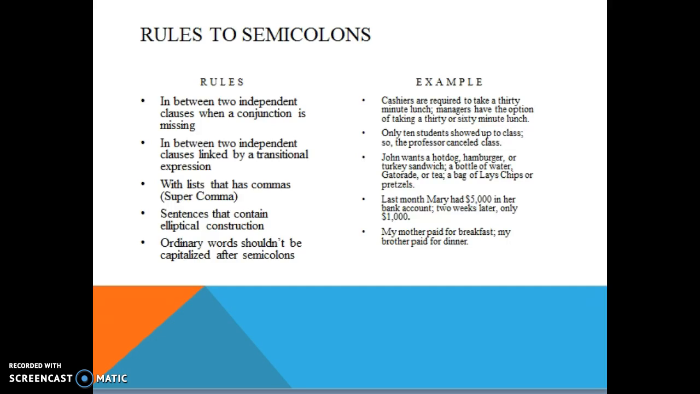Rule number 4: use semicolons with sentences that have elliptical construction. Elliptical construction is when parts of a sentence are supposed to be implied by the reader. In the sentence, "Last month Mary had $5,000 in her bank account; two weeks later, only $1,000," the reader has to understand that "two weeks later only $1,000" is referring to Mary and her bank account. The last rule is that ordinary words should not be capitalized after the semicolon. In this example, the word my is an ordinary word, therefore it's not capitalized.